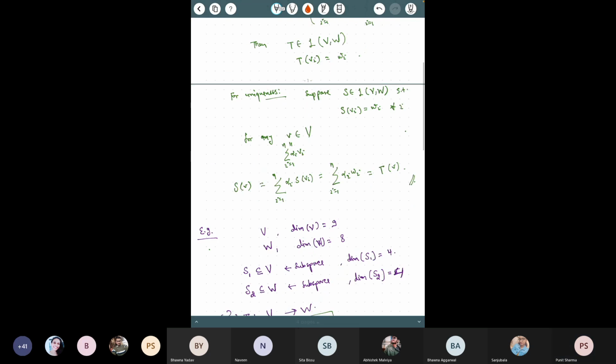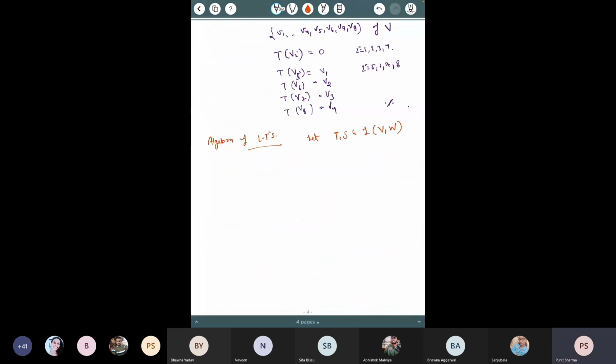Okay, so let's talk about the algebra of linear transformations. Suppose that we have two linear transformations from V to W. We know that V and W are two sets, and a linear transformation is a function from V to W, but in addition it also satisfies the two properties of being a linear transformation. So these are functions, and I know how to add them. Their addition is defined.